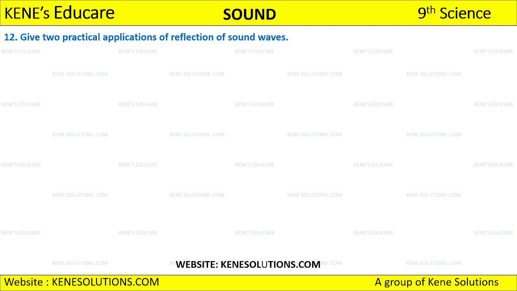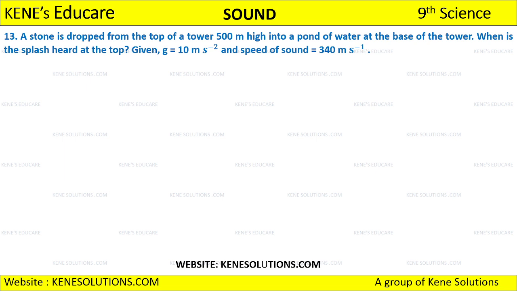Now the next question that we have is numerical again. A stone is dropped from the top of a tower 500 meters high into the pond of water at the base of the tower. When is the splash heard at the top? And given is g equal to 10 meters per second squared and speed of sound is 340 meters per second.